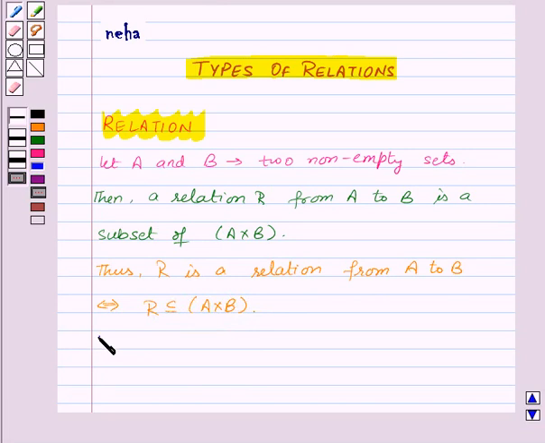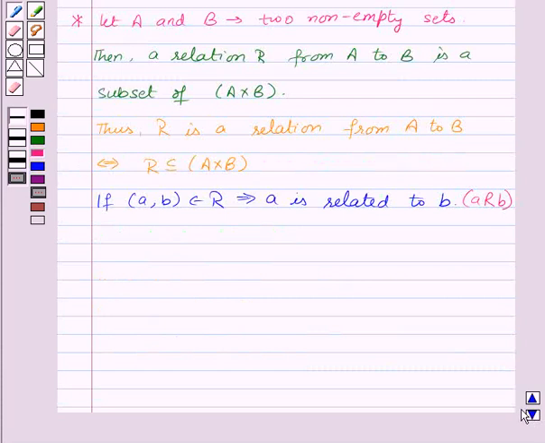So, if the ordered pair A, B belongs to R, then this implies A is related to B and we write it as A R B. Now, let's move on to types of relations.